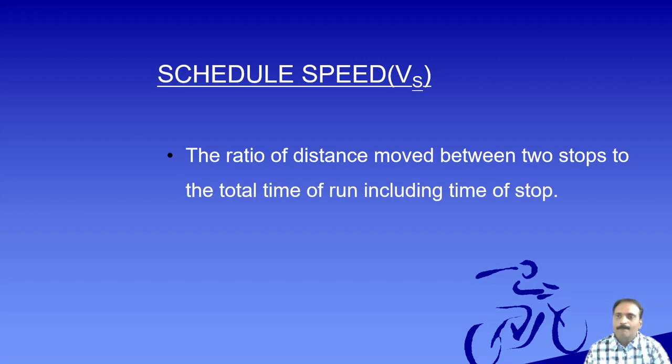Similarly, we have one more definition, which is scheduled speed. Here it is the ratio between the distance between the two stops and the total time of run, including the time of stop. So previously, when we considered the average speed, we considered only the time of run between the two stops, but here in scheduled speed we are going to consider the time of stop the train has during that particular travel.